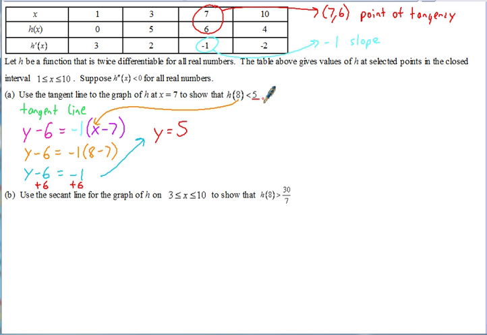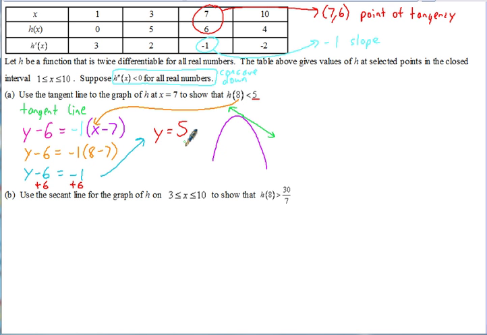Well, it's less than 5 because it tells us right here the concavity, it's concave down, so the second derivative is less than 0 for all real numbers. So if the graph is concave down, like that, and we've got our tangent line right here.